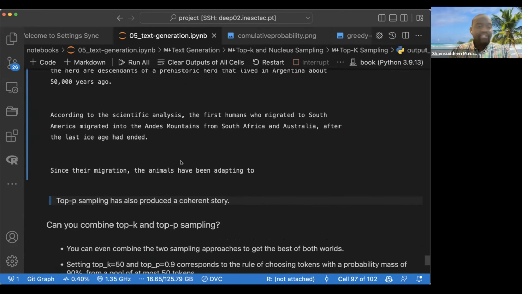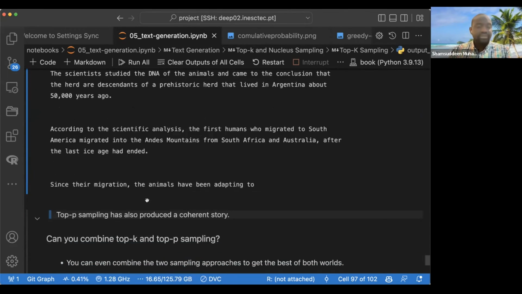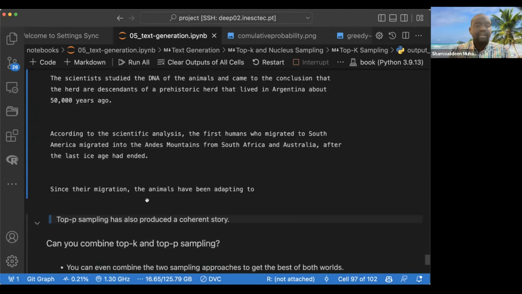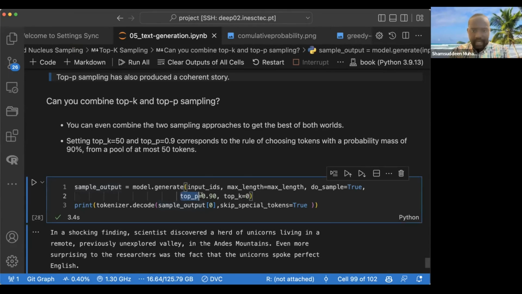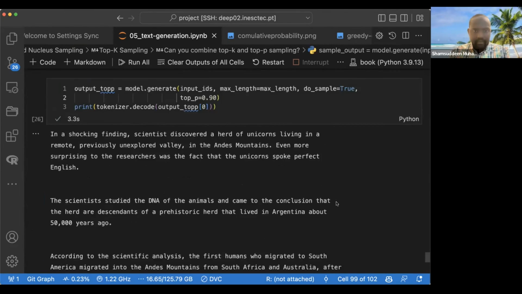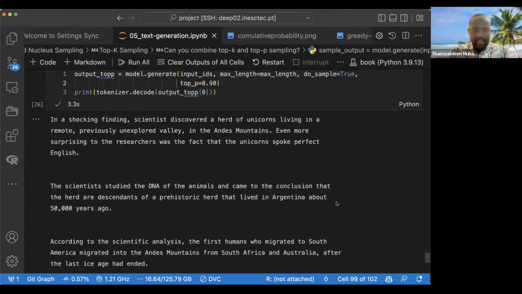So we can see that top P sampling also has produced a coherent story. But now, can you combine top K and top P sampling? Yes, we can combine these two sampling approaches to get the best of both worlds. So here we can provide the top P, and we can provide the top K, right? Yep, we can provide that.